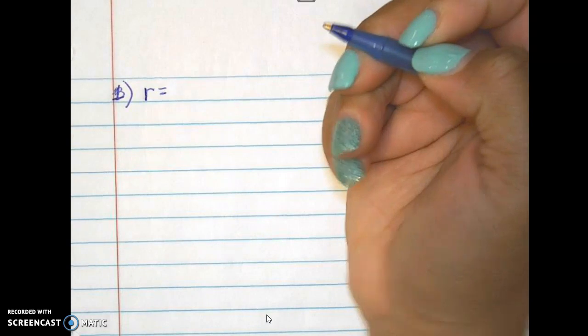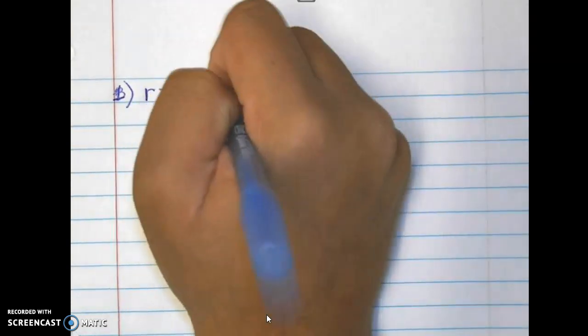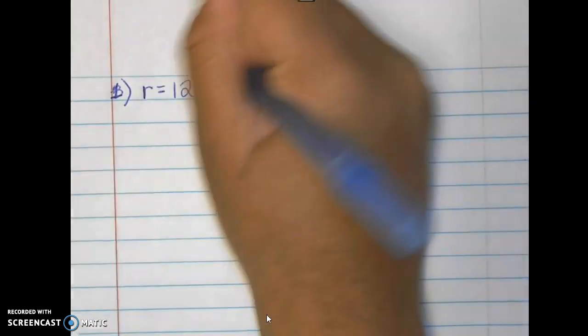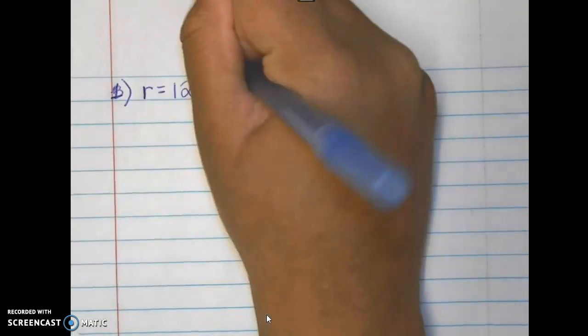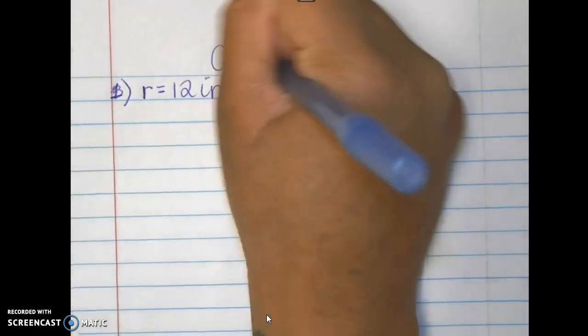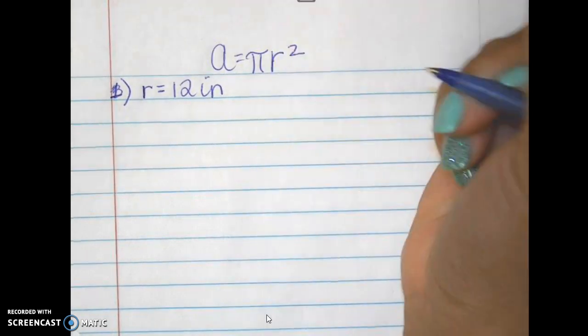Okay, then let's do 1. Let's jump straight to 1, and it says the radius is what? 12 inches. Radius is 12 inches. So when you're finding area, you need to write down the formula. Area equals pi times radius squared.